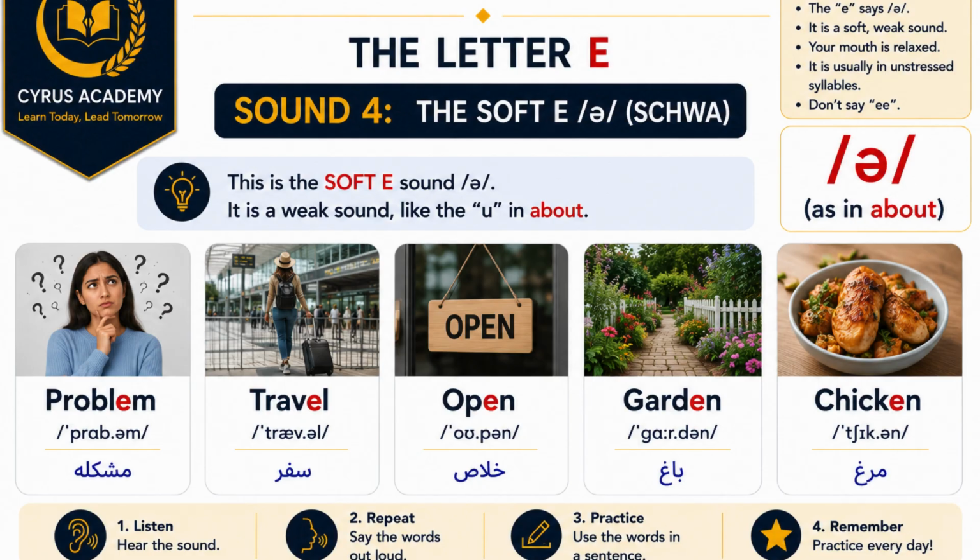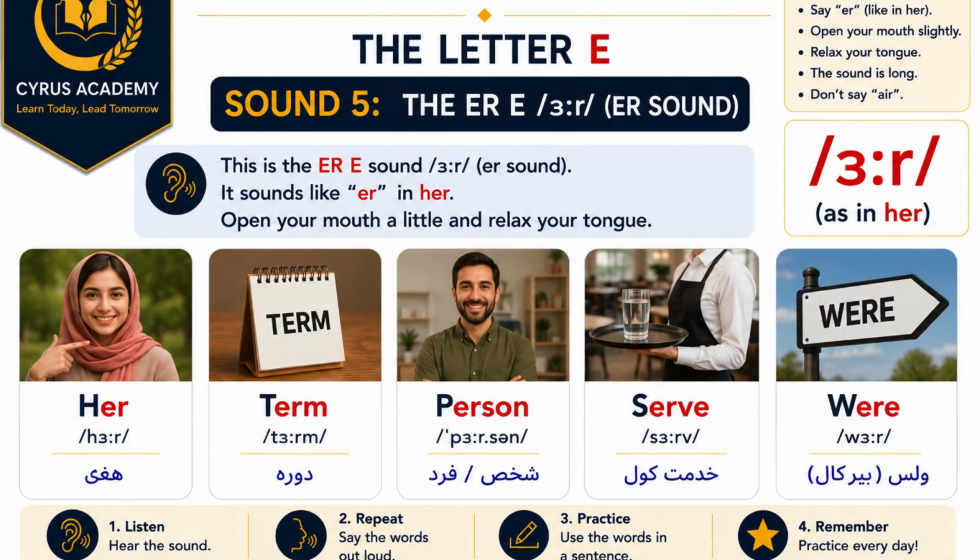Sound 4, the short E, or schwa E, or really soft E. You can hardly hear it. This is the soft E sound. It is a weak sound, like the U in about. For example, problem, travel, open, garden, chicken. You can hardly hear the E.